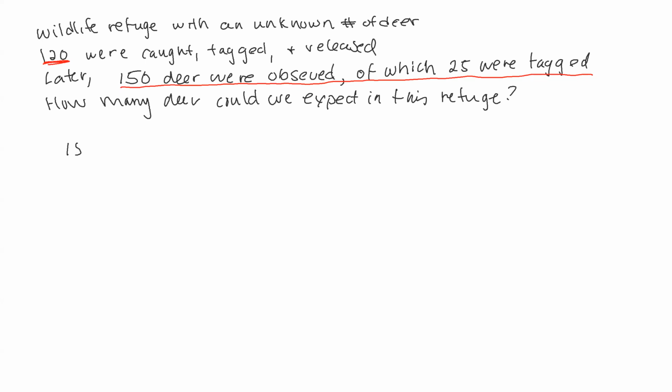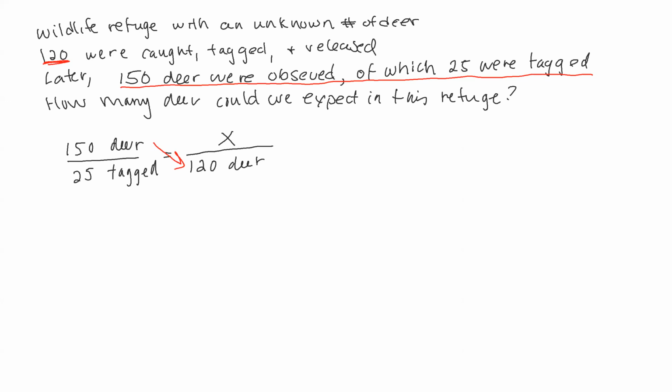We could say that there are 150 deer, and of those 150 deer, 25 are tagged. Now, we have no idea how many deer are in the total refuge, but we do know how many deer total were tagged. 120 deer total were tagged. So what that leaves us is the unknown of how many deer are in the actual refuge. But with this setup, with this proportion, we can get an estimate for how many deer are actually in this refuge.